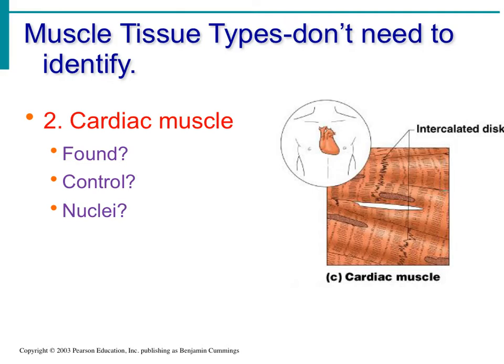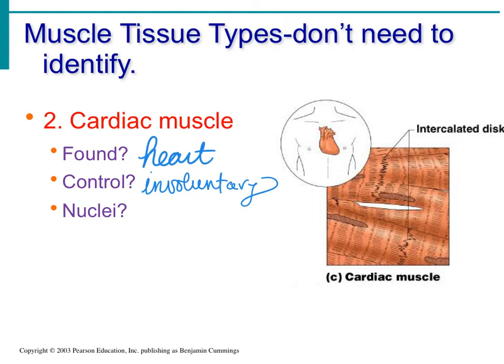Structurally, it's a little bit different because cardiac muscle, you might have guessed from its name, is found in the heart. So cardio was our medical term for heart. Cardiac muscle is heart muscle. The control, thankfully, of your heart is involuntary. So your heart beats on its own.